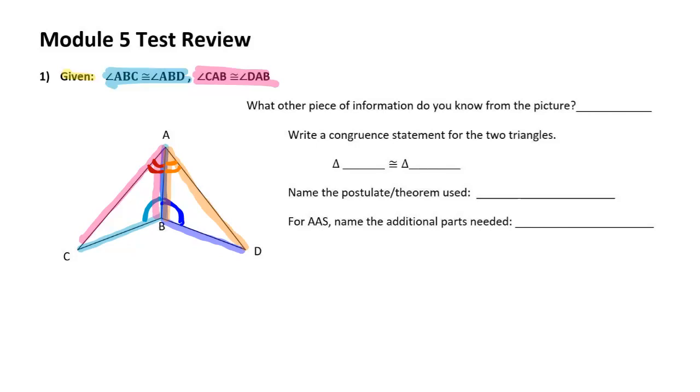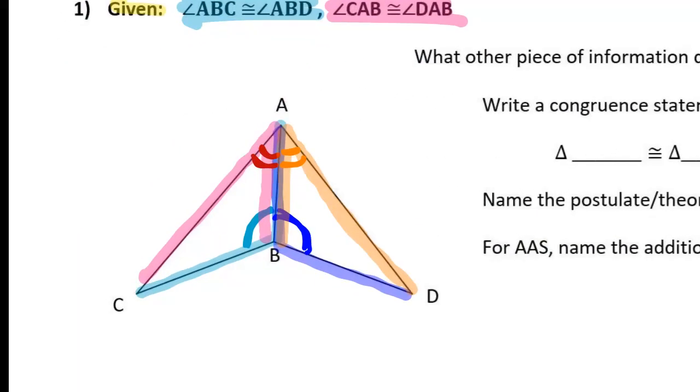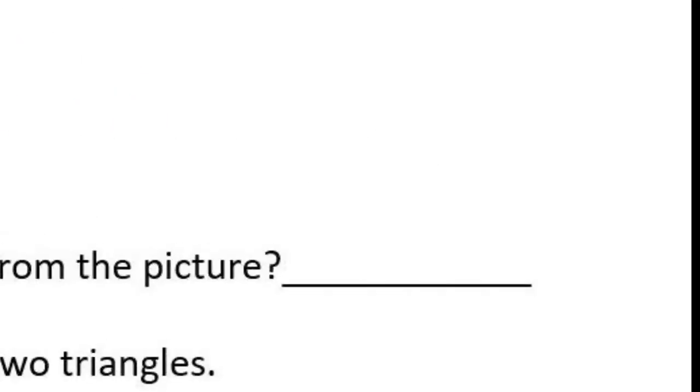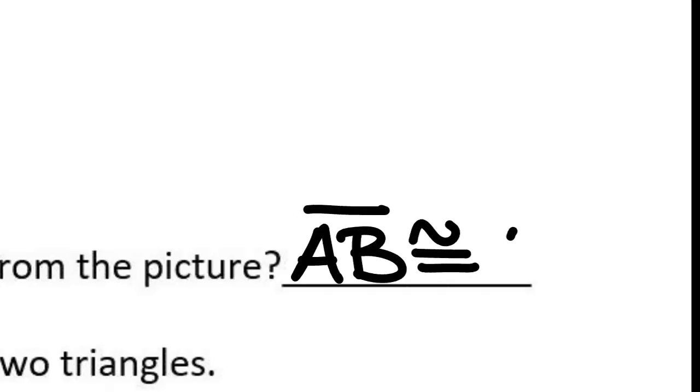What other piece of information do you know from the picture? What are we allowed to mark even without being told? There's two things that we're allowed to mark in pictures without being told. What are those two things? Shared sides and vertical angles. Do we have a shared side or vertical angles here? We have a shared side right here. So we can say that AB is congruent to AB.